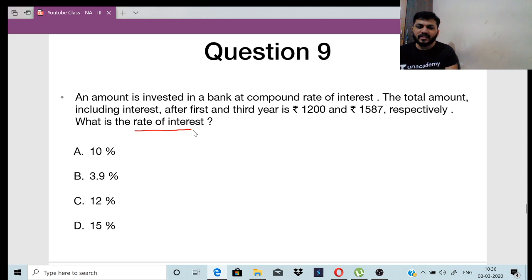What is the rate of interest? You have to find out the rate of interest. Compound interest: the total amount after the first year and third year is 1200 and 1587. What is the rate of interest? Okay, Mohit has already solved this question. He has given option 3. Chalo, anyone else?